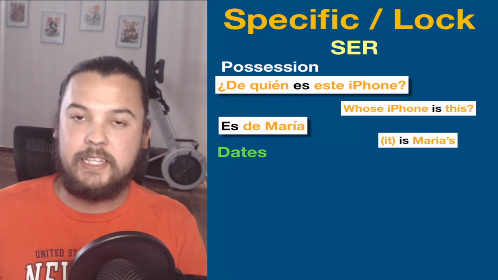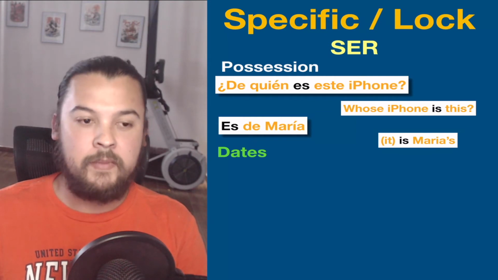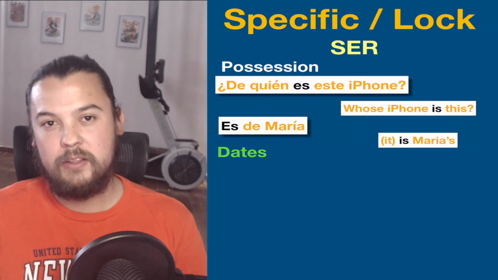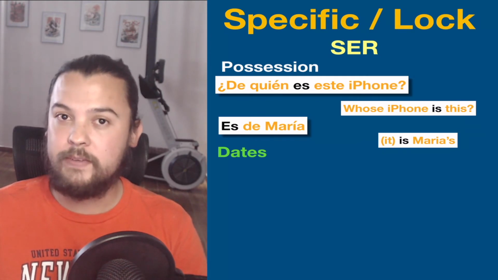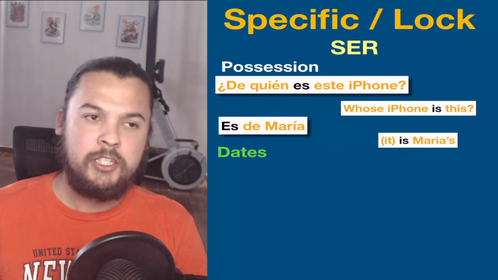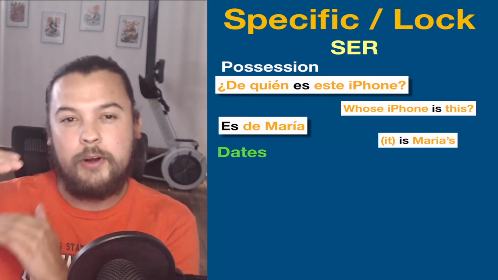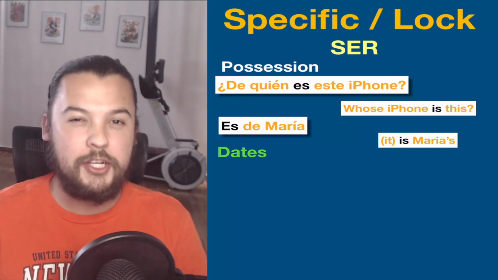Next one is the specific use of dates. Once again, I put dates in the green color because we have to compare it to the dates usage from the verb estar. They are different, just like professions. They don't really overlap in their use. They are actually different.